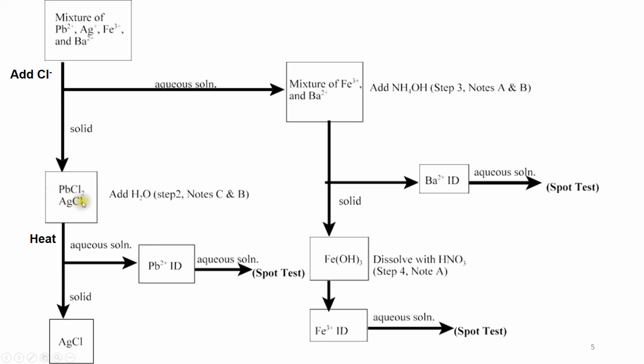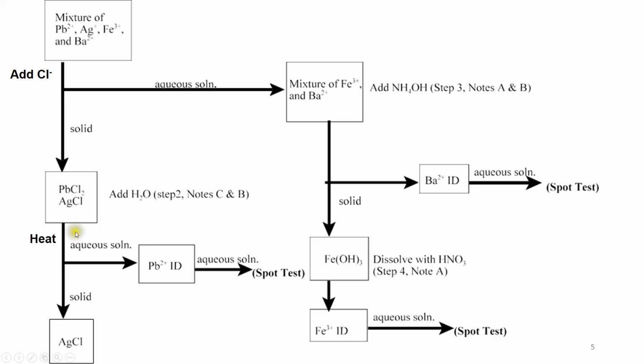Now, how do we know if we have lead or silver or both in the mixture? Well, it's very simple. We just heat it up. This is because lead chloride is soluble in hot aqueous solution. Silver chloride is still insoluble in a hot aqueous solution. So after we heat it up, if you still see white precipitate in the test tube, then we have silver plus in the original mixture. If everything dissolves, then we know there's only lead 2+ in the original mixture.